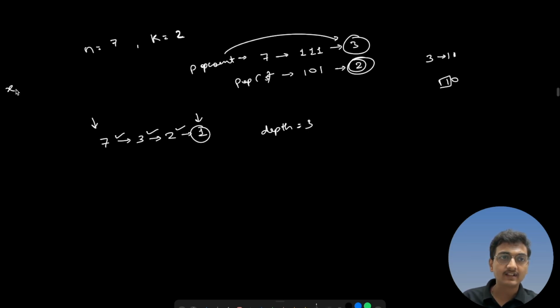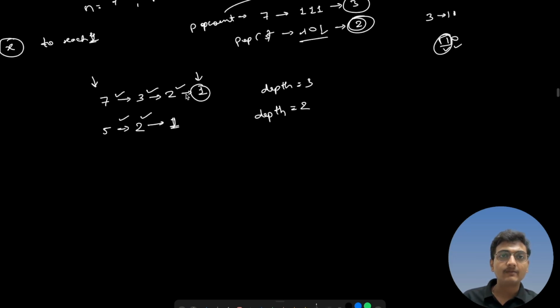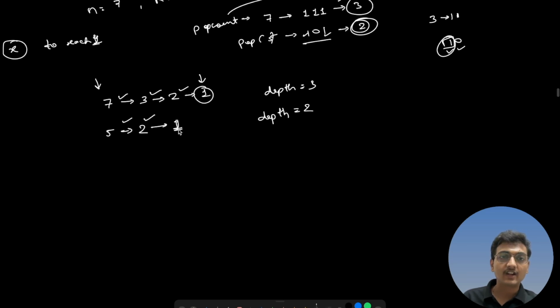So for any integer x, the depth count to reach 1 will be fixed every time. The depth is 3 here. Let's take one more example, maybe 5. 5's representation is 101, which gives 2, because there are two set bits here, and 2 having the binary representation of 10 has one set bit. So I will write 1 here. Can you quickly tell me what the depth of 5 is? If you are saying 2, then yes, your answer is correct. I hope it is clear what depth is and what pop count is. If these two things are clear, the understanding of the question will be very easy.